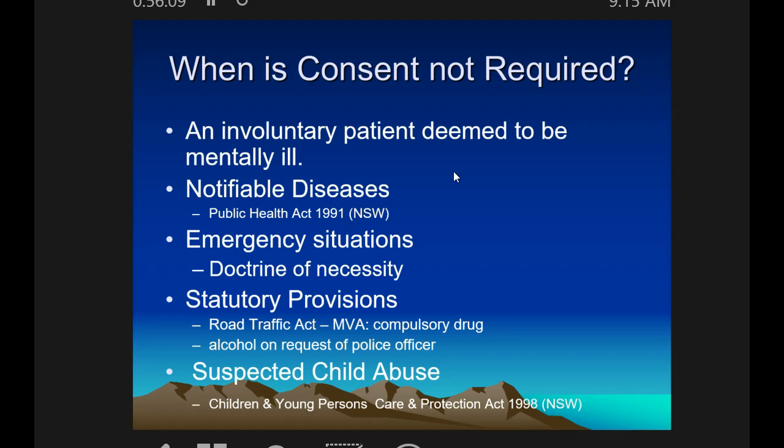Under the Public Health Act, there's certain notifiable diseases, for example, brucellosis, AIDS, SARS, all of those sorts of things. So when it's a risk to the public health, consent's not required. Emergency situations under the doctrine of necessity. Statutory provisions, and you'll do this in the tutorial, for example, under the Roads and Traffic Act, if someone's in an accident and they need to give blood or compulsory drug testing and they've got to give an alcohol or blood reading, they ask for your consent, but if you refuse, under legislation you have to do it or you'll be charged or you'll face a legal situation. And under the Children and Young Persons Care and Protection Act, when protection of children, with suspected child abuse, with parents and investigations there, consent's not required. So there's a number of those as well.